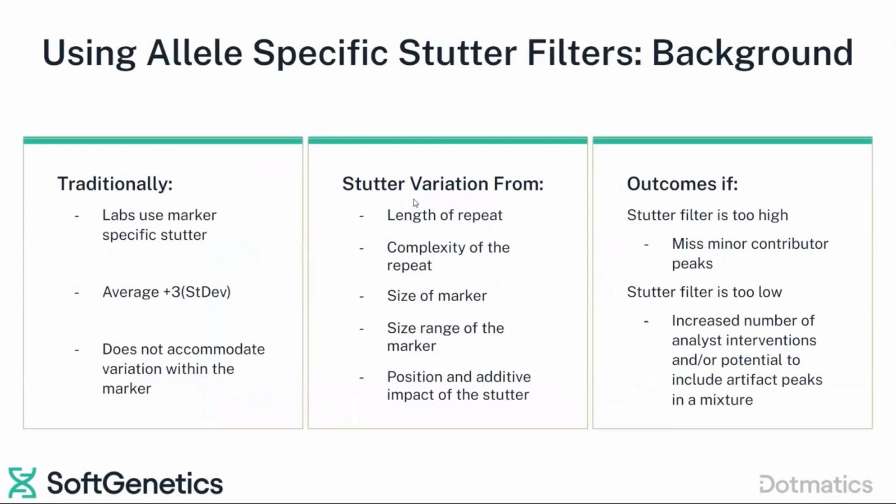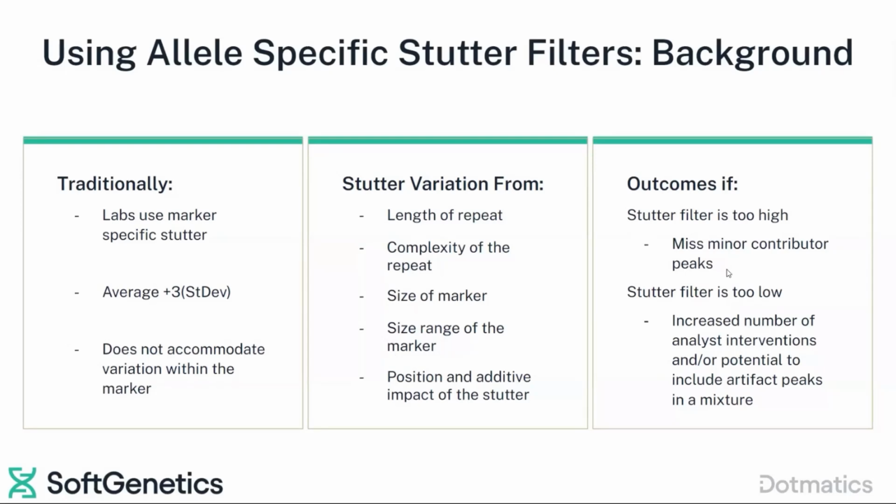Stutter variation can occur from any number of reasons: the length of the repeat, the complexity of the repeat, the size of the marker, the size range of the marker, and the position, if it's an additive effect of stutter, which is extremely prevalent in mixture samples. Okay, so there are different outcomes. If the stutter filter is too high, you may miss contributor peaks. Actual contributor peaks would potentially be filtered out.